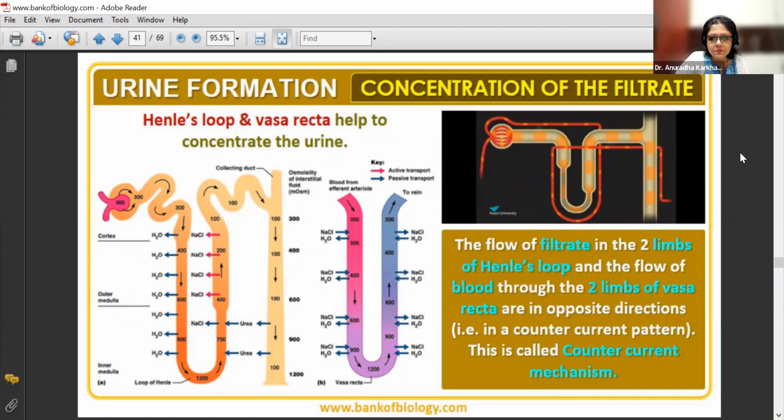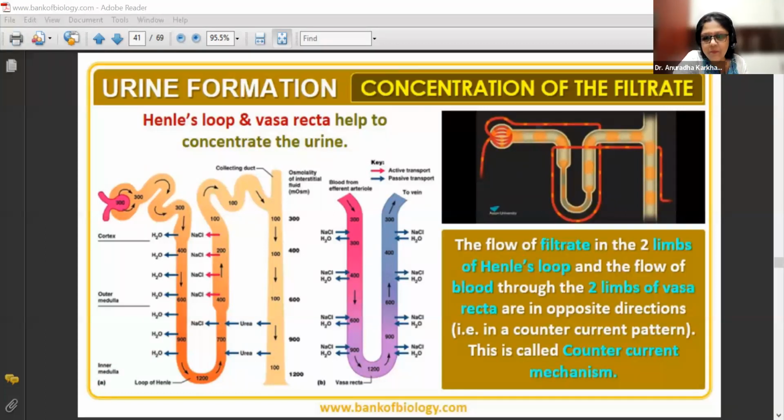ये ना डायग्राम देखने के बाद डर लगता है कि oh my god, what exactly is this, and how am I supposed to remember all these things? So don't worry, I'll give you a very simplified version of this. Let us see what it wants to say first. So urine formation, concentration of the filtrate. Henle's loop and vasa recta help to concentrate the urine.